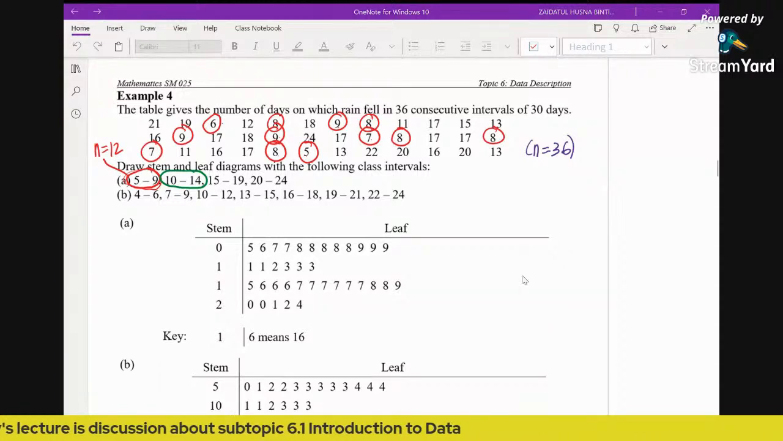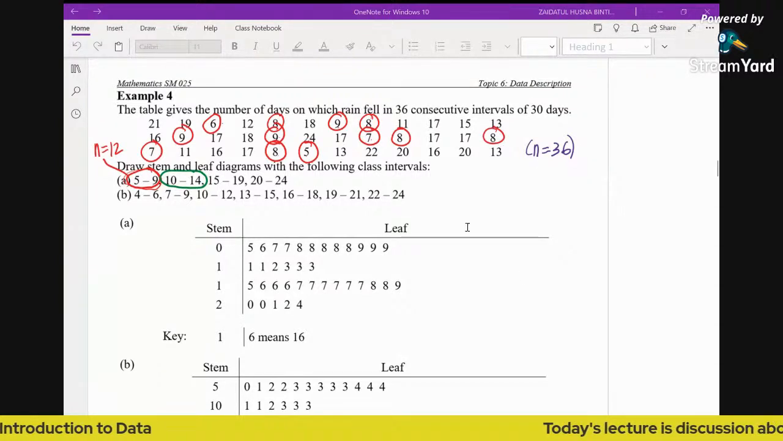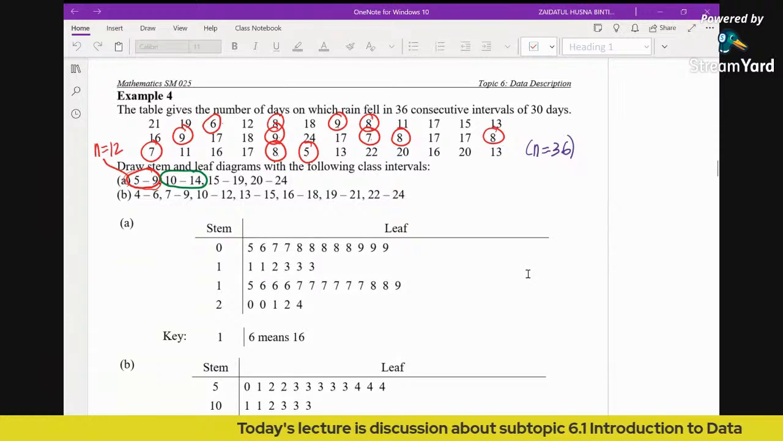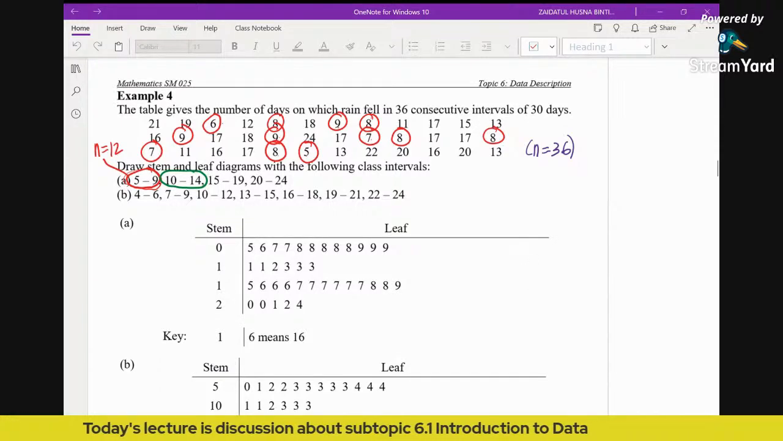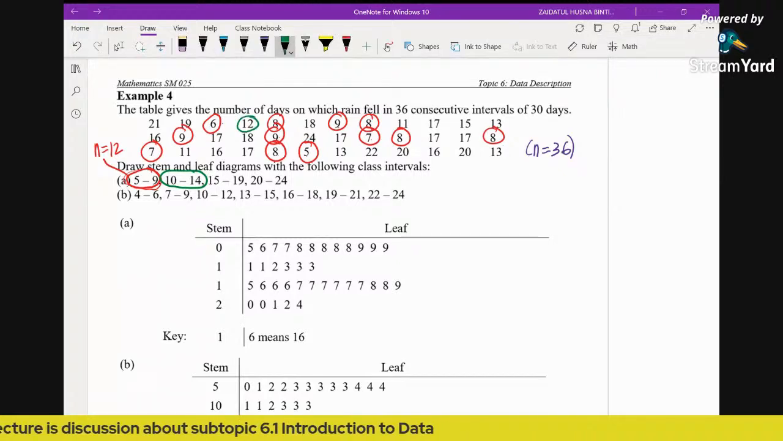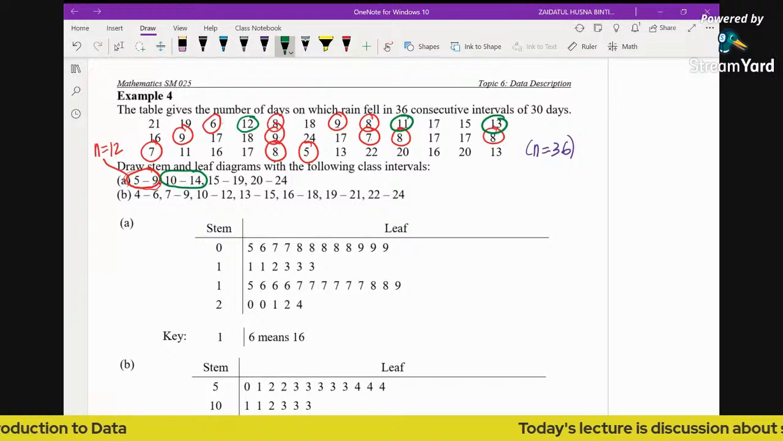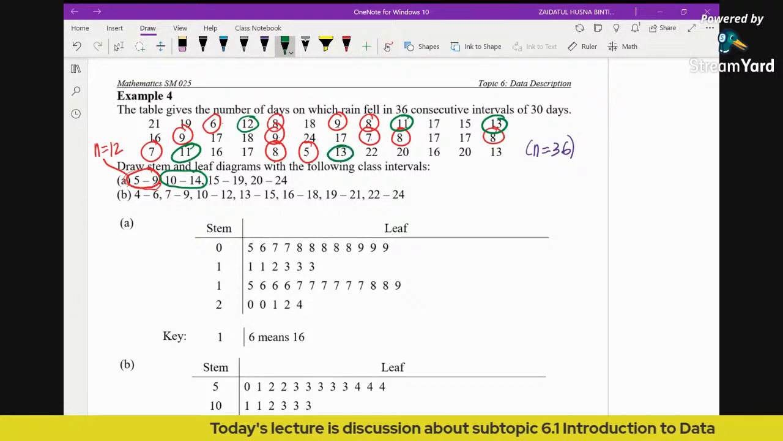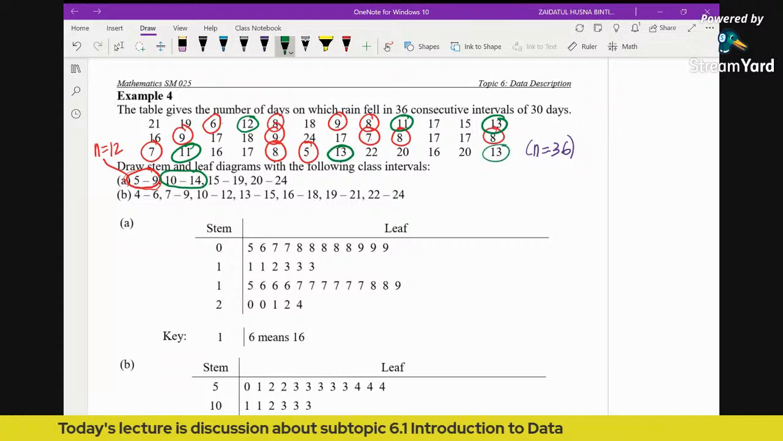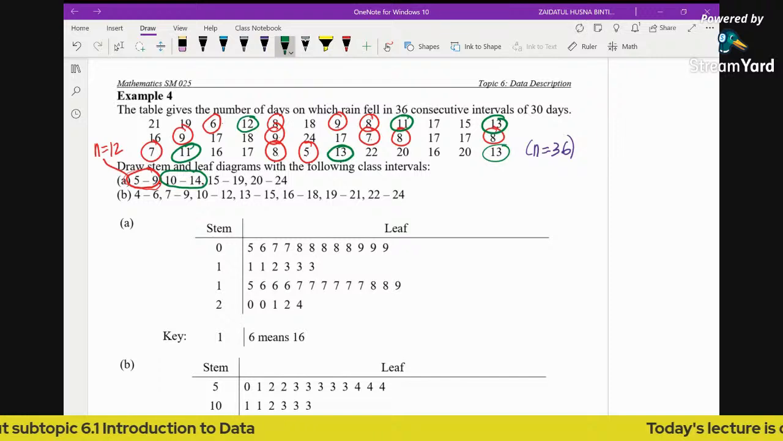Alright, now let's identify which data fall into the second category. So now we see here number 12. We go through the first row first. So number 12, number 11, then number 13, and 11 here. And going through the third row here, you see how many greens are there? 2, 4, 6. So now we have 6 data which fall into this category, and you do the same for the rest of the data.